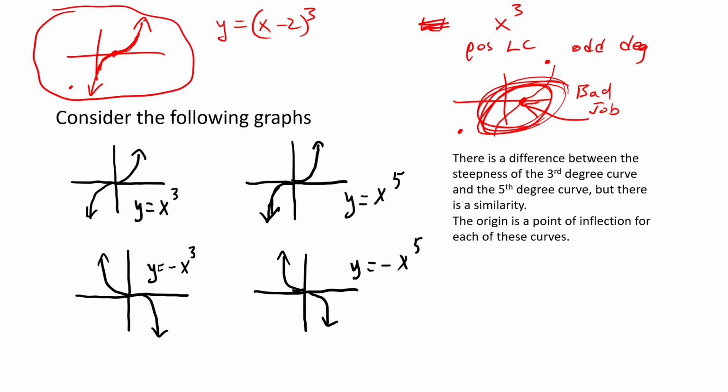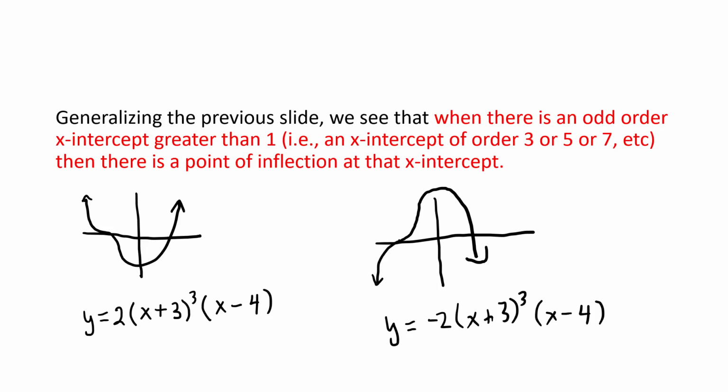So when there is an odd degree greater than 1 at a certain x-intercept, we draw a point of inflection. Okay? So when there's an odd order x-intercept greater than 1, suppose 3 or 5 or 7, etc., there's a point of inflection at that x-intercept.